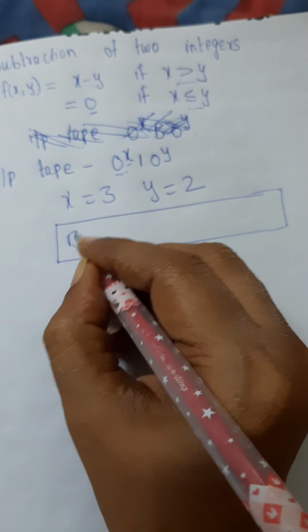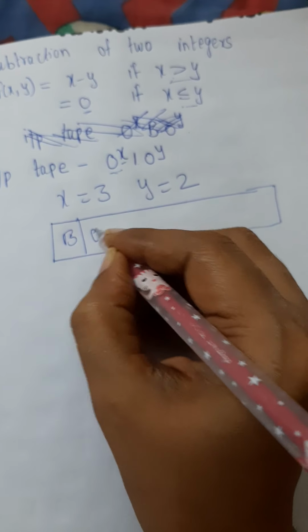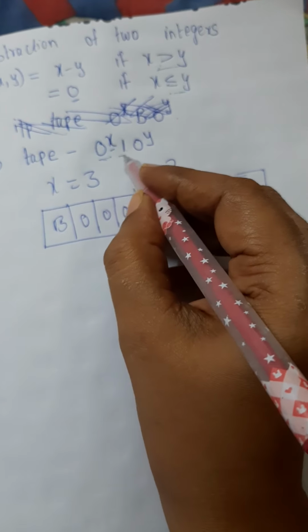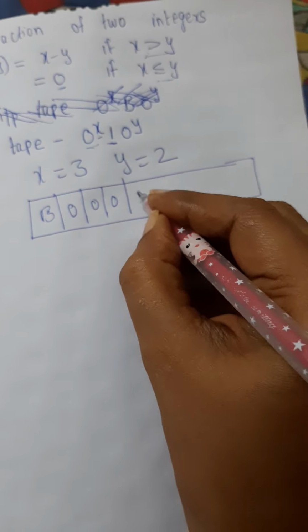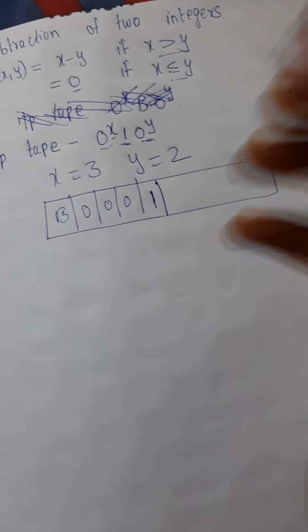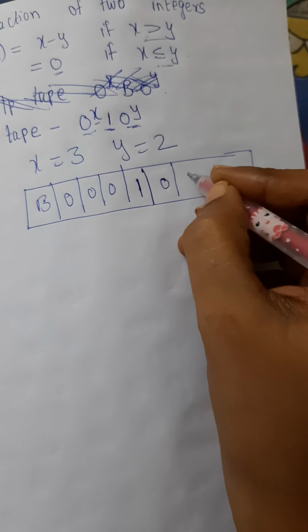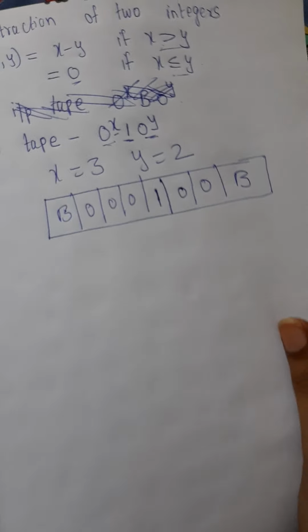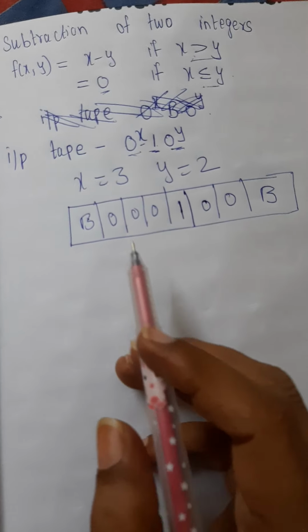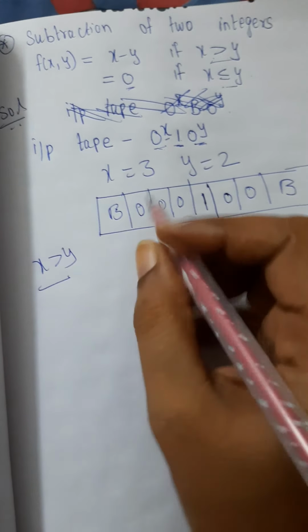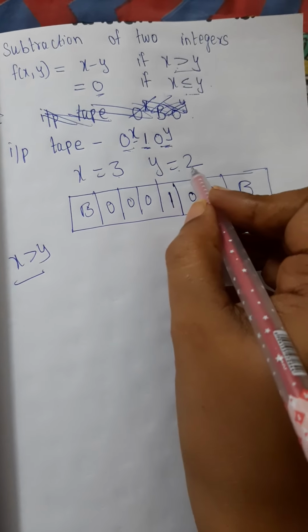So initially I'll take the blank, 3 zeros for x, and I am separating these two with 1. 1 is a separator here, and how many y's? 2 zeros for y, and again we will take the blank here. Now first I will just take the case for x greater than y, 3 greater than 2.